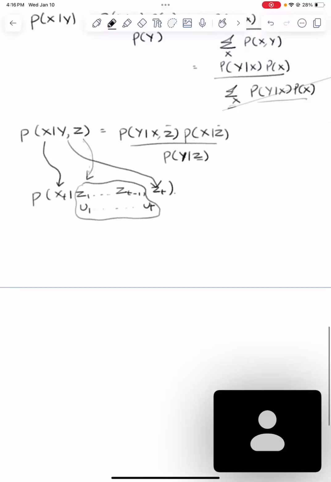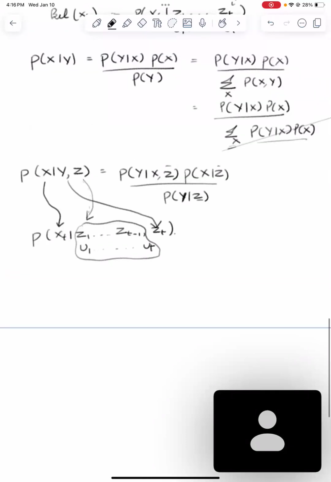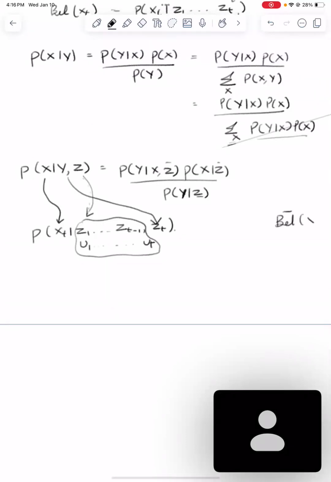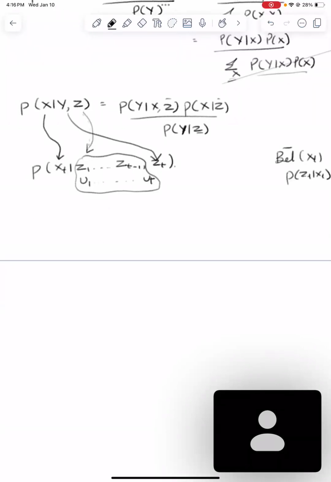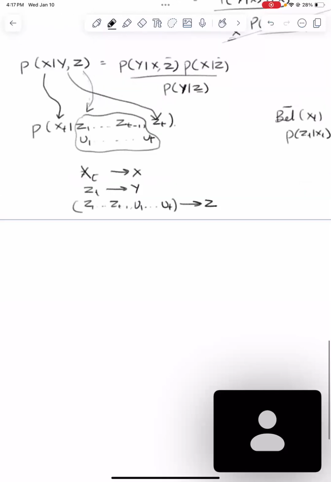And so we want to be able to express this whole thing in terms of belief bar and our measurement model. So you want to say belief bar at xt and our measurement model zt given xt. And if you can express it in terms of these, then we're good. So we said, okay, we have this posterior function, or this Bayes rule matching that we've done. We want to use the version of Bayes rule with background information. xt is going to correspond to x, zt is going to correspond to y, and z1 to zt minus 1, comma u1 to ut is all going to correspond to the background information z.